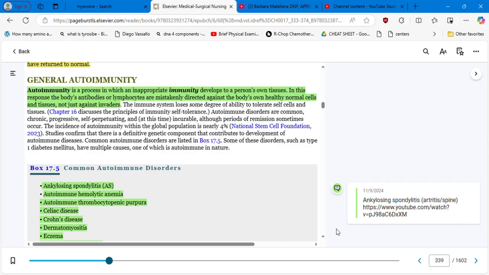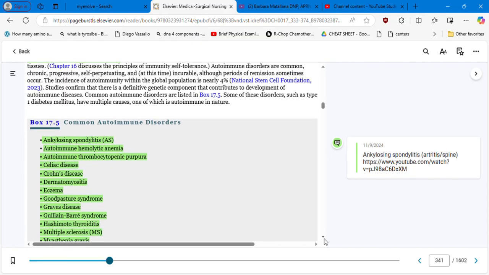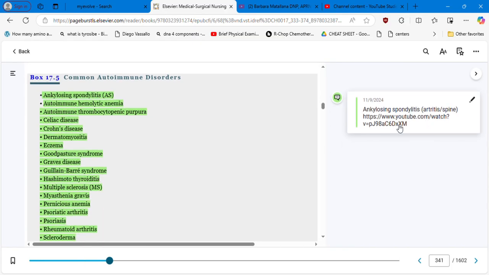So general autoimmunity is a process in which an inappropriate immunity develops to a person's own tissues. In this response, the body's antibodies or lymphocytes are mistakenly directed against the body's own healthy normal cells and tissues, not just against invaders. Commonly among autoimmune disorders, we have ankylosing spondylitis. I think we can watch a short video related to this. Let's see.